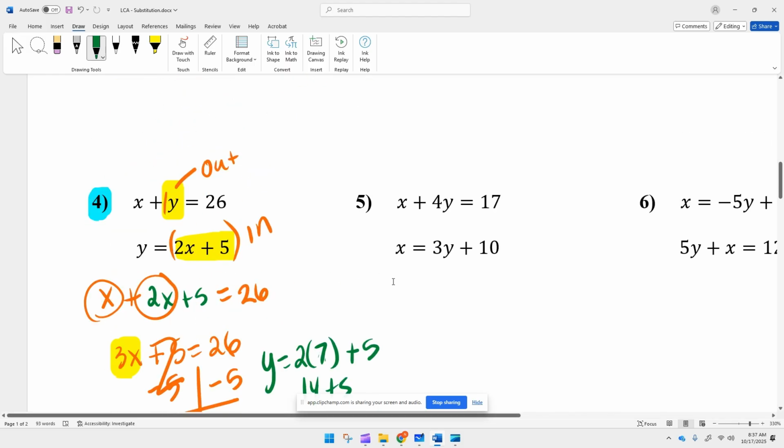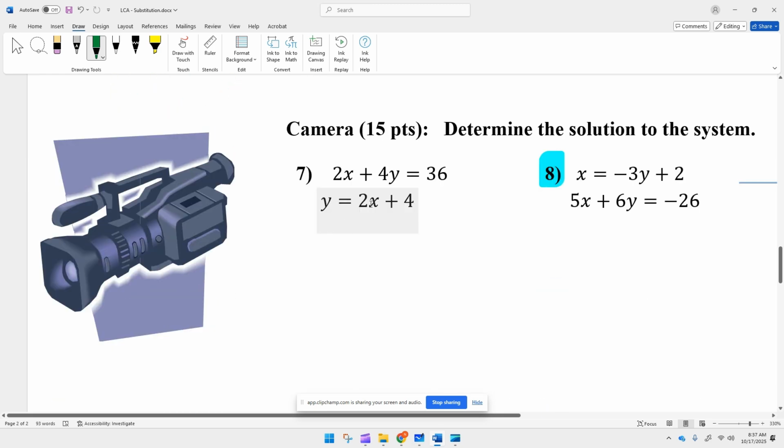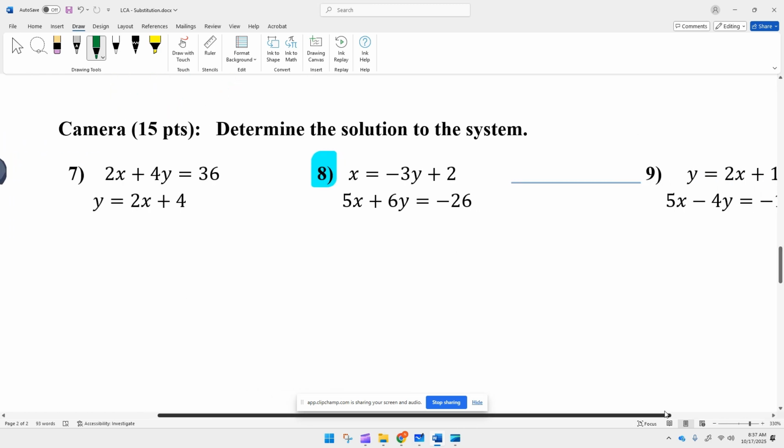All right. And you can check these in Desmos. I'll show you in just a moment how you can check your answer using Desmos. All right. Now we're going to go to number 8.